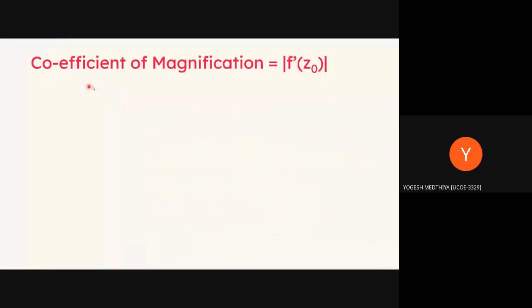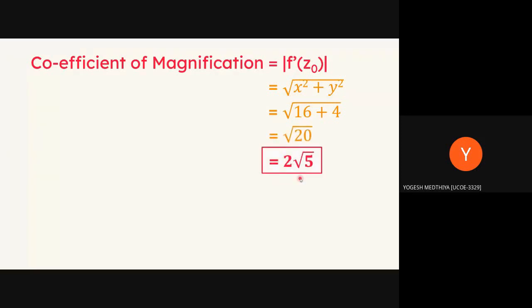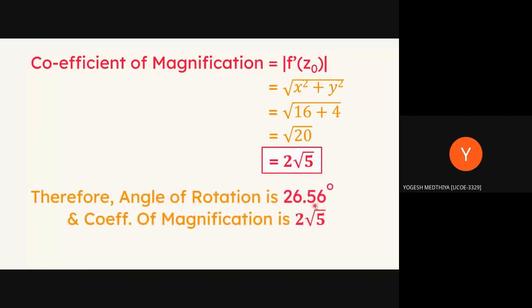Now the coefficient of magnification is given by mod of f dash of z naught, which equals root of x square plus y square, equals root of 16 plus 4, equals 2 root 5. Therefore, the angle of rotation is 26.56 degrees and the coefficient of magnification is 2 root 5.